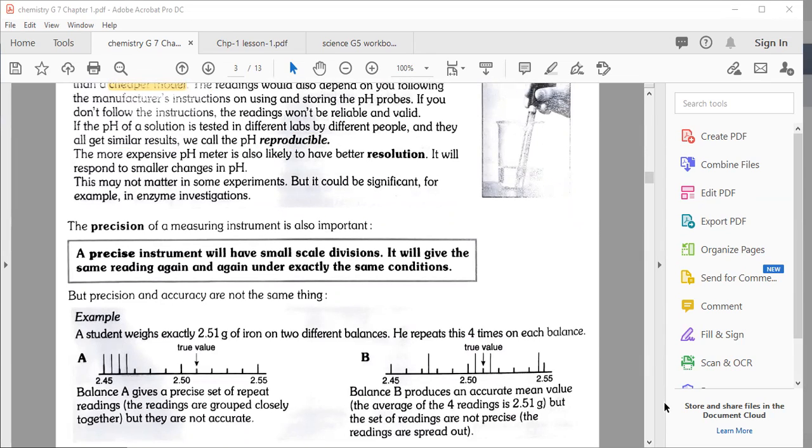Excellent. Now, after that, we move towards the precision of a measuring instrument, which is also important.